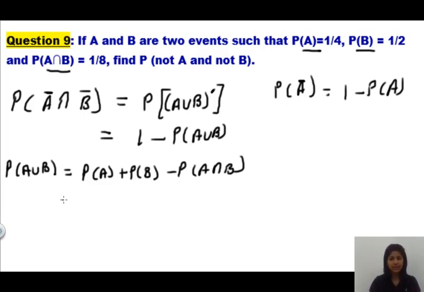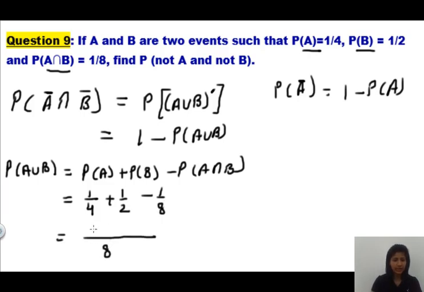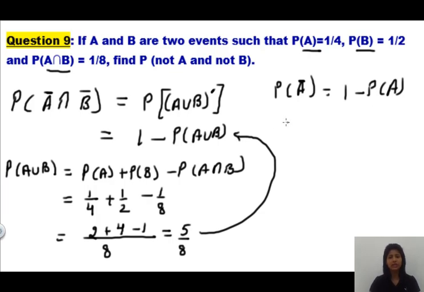Okay, now placing the values in the formula, P of A is 1 by 4, P of B is 1 by 2, A intersection B is 1 by 8. Taking out the LCM as 8, 4 2s are 8, 2 4s are 8, minus 1. So it is 4 plus 2, 6, minus 1, 5 by 8. So we will place this value here in this equation. So we will get it as 1 minus 5 by 8. Taking the LCM as 8, we get 8 minus 5, which is 3 by 8. So probability of not A and not B in this question is 3 by 8.